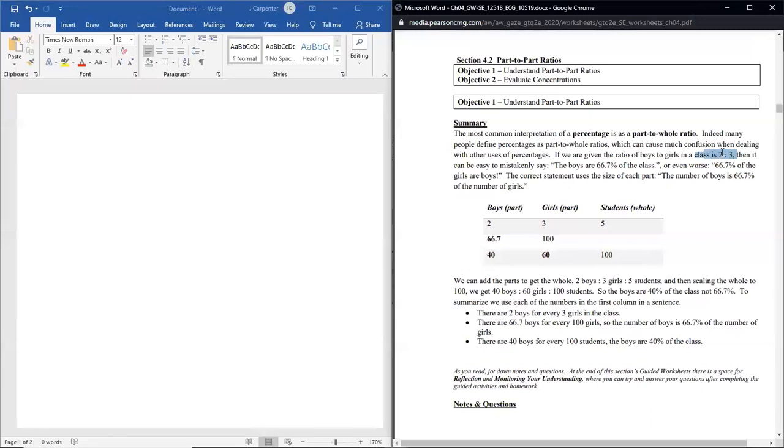So for every 2 boys, there's 3 girls, which means if I have 4 boys, there's 6 girls. It means if I have 8 boys, then there are 12 girls. If there's 20 boys, then there's 30 girls. Now, we're going with the idea that we're just going to label boys and girls. So then the students as a whole are 5. Again, just going with the context of this problem.